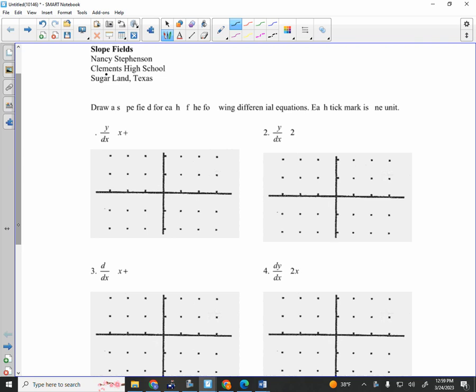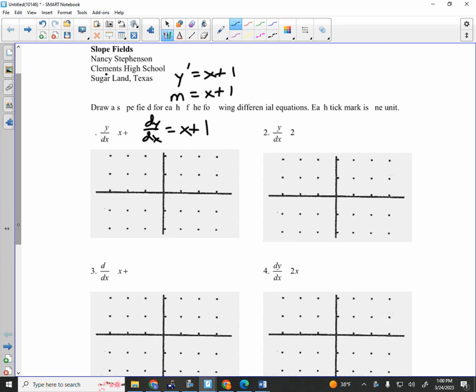Now, my Smartboard software is going kaput, and so it doesn't print off all of the dimensions here. So dy over dx is equal to x plus 1. A slope field is a bunch of segments that have different slopes. The way we calculate the slope is right here. dy over dx is just a fancy way of saying y prime is equal to x plus 1, or slope is equal to x plus 1. Those mean the same things basically, okay?